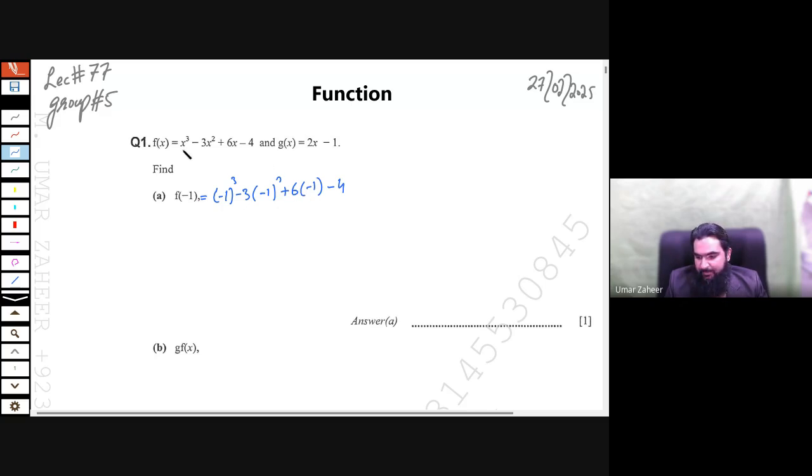We just have to use minus 1 at the place of x. Now minus 1 cubed is minus 1, minus 3, minus 6, minus 4. So the final answer is minus 40.